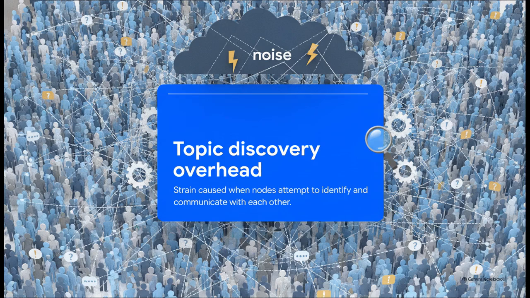We really need to isolate one of those dense technical terms to understand the core trigger of this failure. Because while CPU limits and loops are definitely a problem, topic discovery overhead is the catalyst that lights the match. Topic discovery overhead is the systemic strain caused when network nodes attempt to identify and communicate with each other. The classic analogy works perfectly here.